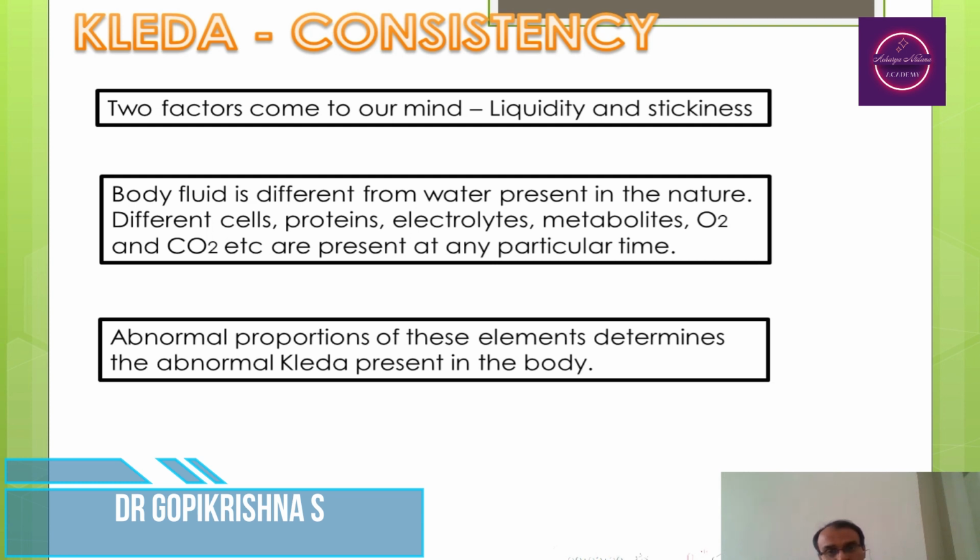Regarding the abnormal Kleda, that will have abnormal proportions, maybe an increase in the number of RBCs, or a decrease in the number of WBCs, or an increase in proteins, or an increase in some other formed elements, for example platelets, an increase in oxygen, or carbon dioxide, or serum bilirubin, etc. That is coming under the heading of abnormal Kleda.